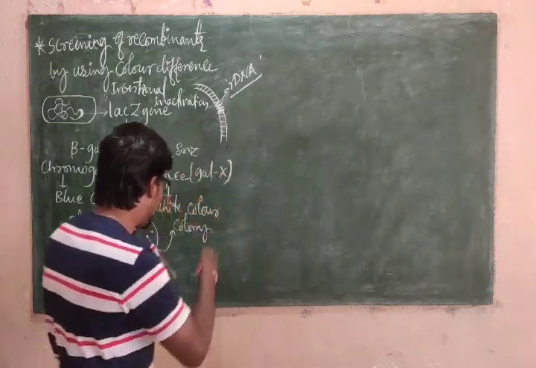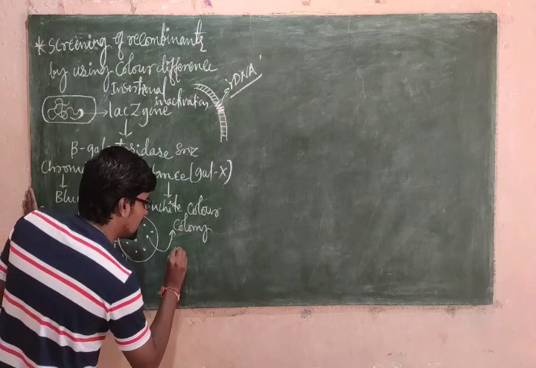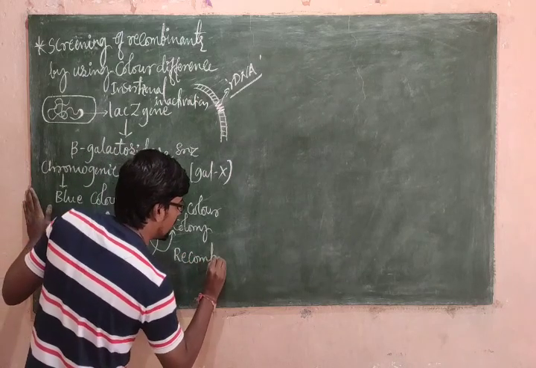That means if white color colonies are produced, these are recombinant colonies.